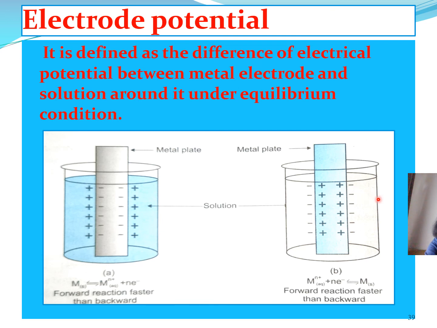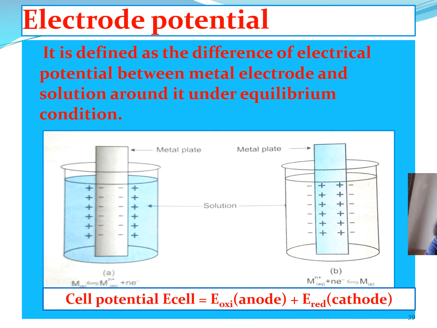While if the ions from the solution gain electrons and convert to a neutral atom, there is a positive charge developed on the metal plate and negative charge around it. So this is for the anode and this is for the cathode. So here the forward reaction is faster than the backward, and there the forward reaction is slower than the backward. So cell potential is basically equal to E naught of anode plus E naught of cathode.